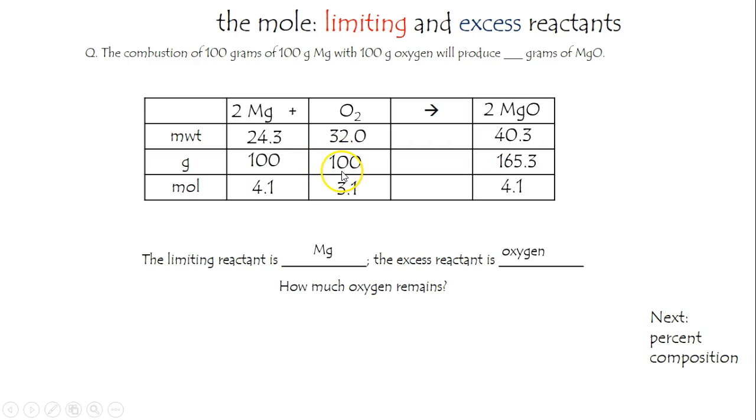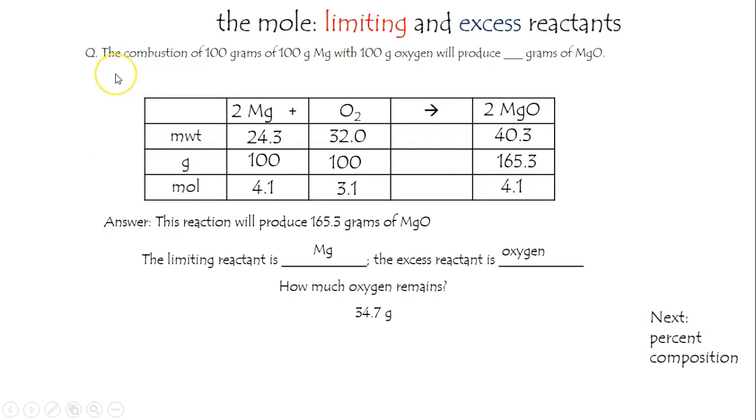There's some oxygen that is left kicking around, and the hardest question is typically how much oxygen remains. Well, we started with 200 grams. We have 165.3 accounted for. We've answered the first part. How much oxygen remains? Well, the rest, right? What is that? 34.7 grams.